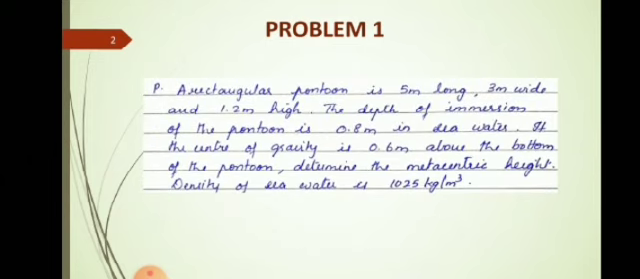A rectangular pontoon is 5 meter long, 3 meter wide and 1.2 meter high. The depth of immersion of the pontoon is 0.8 meter in seawater. If the center of gravity is 0.6 meter above the bottom of the pontoon, determine the metacentric height. Density of seawater is 1025 kg per meter cube.